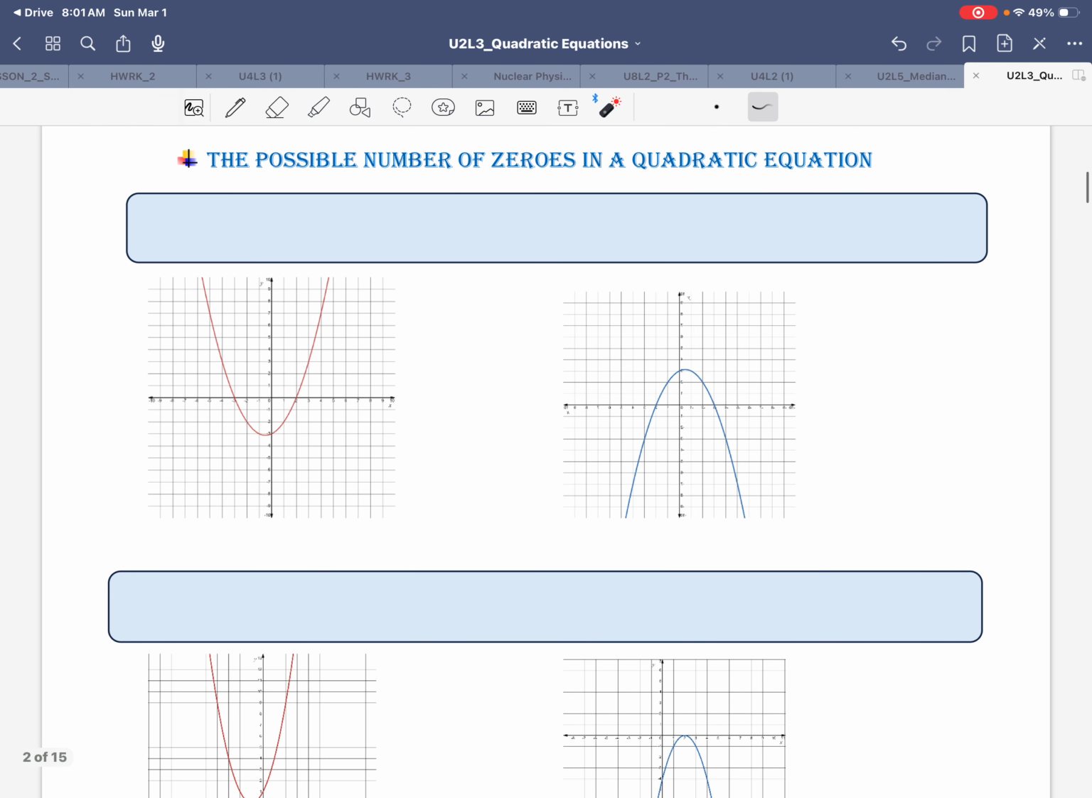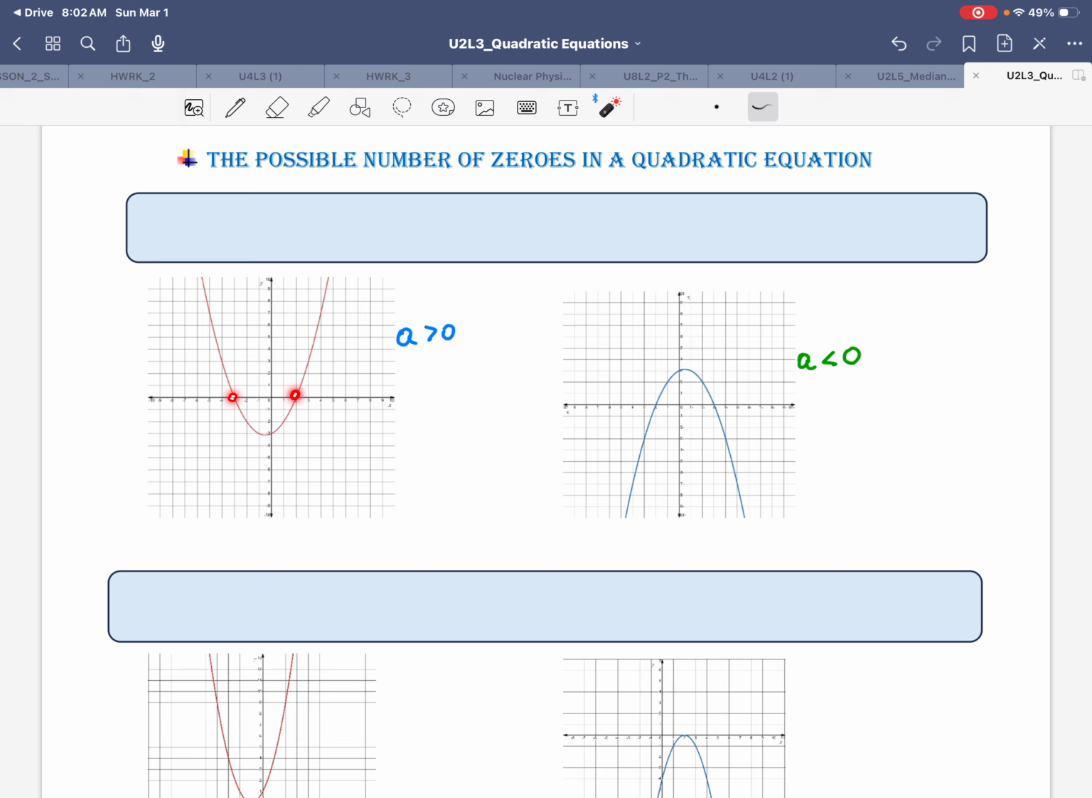Now, if you look at these two graphs, you see that this parabola opens up, this parabola opens down, which means here a is positive and here a is negative. We're not going to look into what exactly the value of a is or what exactly the coefficients are, but we're going to focus on the number of zeros.